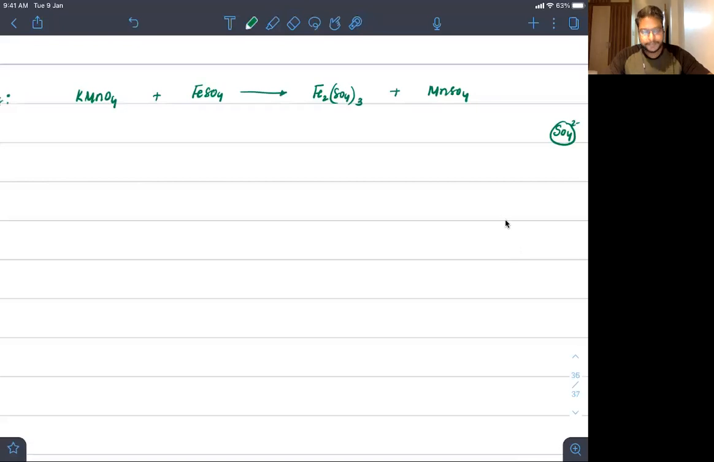Do it, everybody. What is the first thing we will do? First thing is to calculate the oxidation state on manganese. Everybody do the check on this manganese, what is the oxidation state?